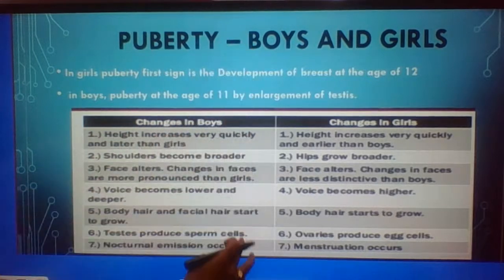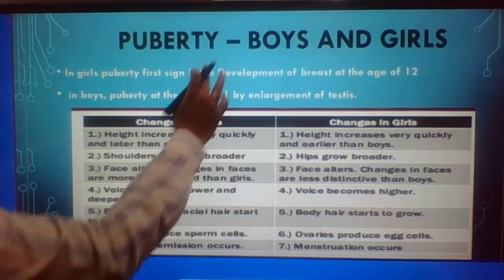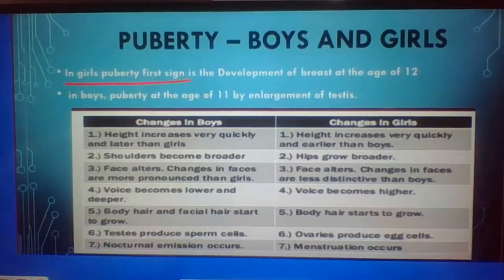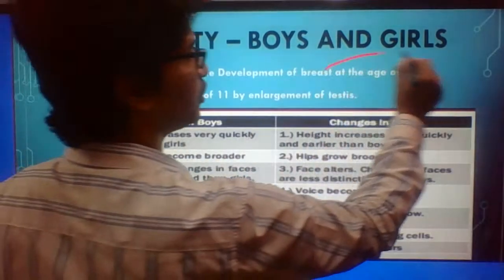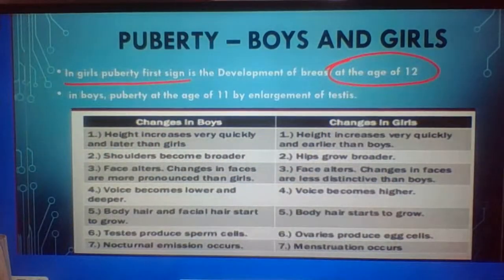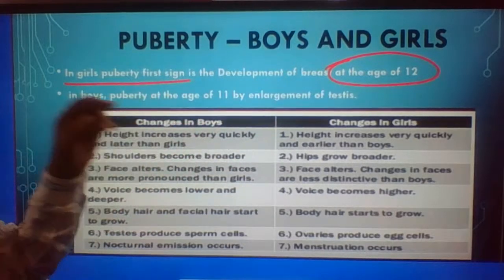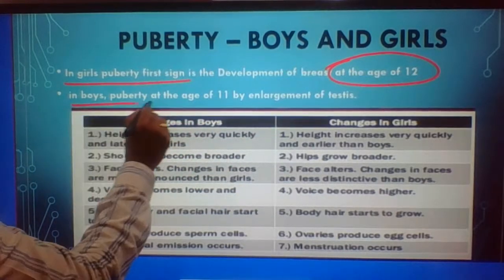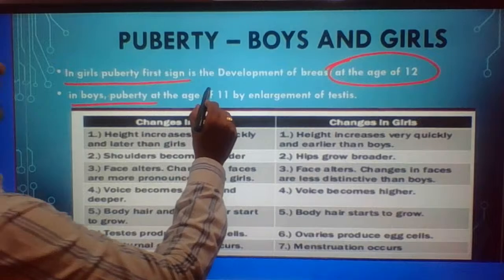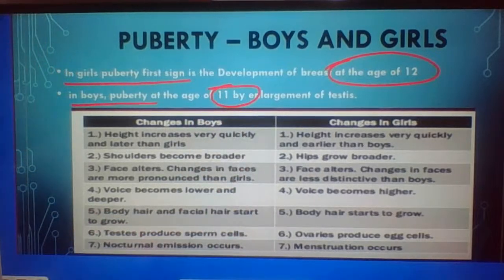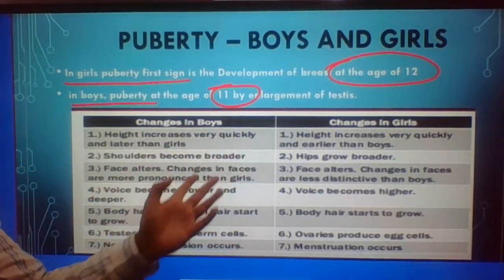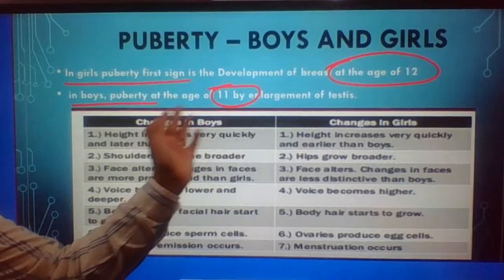So here, the puberty, very quickly. In girls, the first sign of puberty is the development of the breasts (thelarche). Usually in girls this occurs at the age of 12 years. In boys also, puberty occurs by the age of 11. So puberty occurs around 11 years, but there's slight variation, 11 to 13.